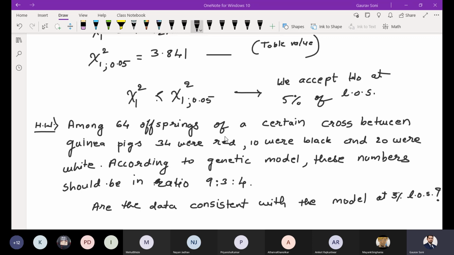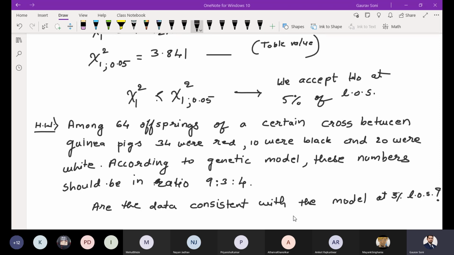So expected frequency has to be 9 upon 16 into how many crossbreeds were there? 64. So 9 upon 16 into 64 will give me the expected frequency for the red pigs. Similarly, 3 upon 16 into 64 will give me the expected frequency for black pigs, and 4 upon 16 into 64 will give me the expected frequency for white pigs.